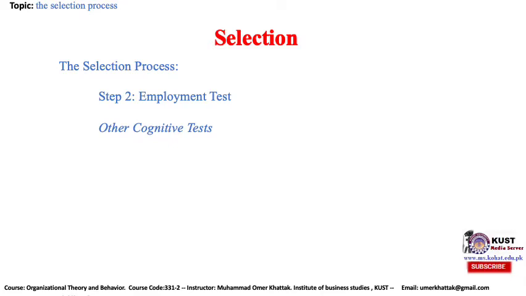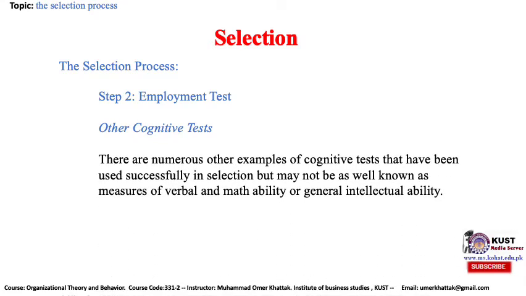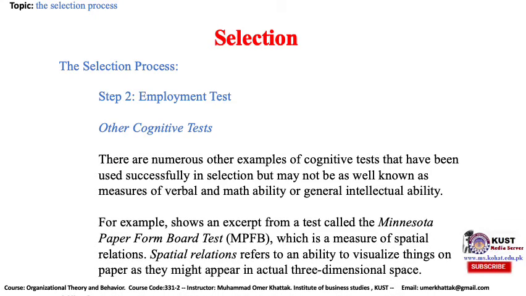Other cognitive tests. There are numerous other examples of cognitive tests that have been used successfully in selection but may not be as well known as measures of verbal and math ability or general intellectual ability. For example, an excerpt from the Minnesota Paper Form Board Test is a measure of spatial relations. Spatial relations refers to an ability to visualize things on paper as they might appear in actual three-dimensional space.